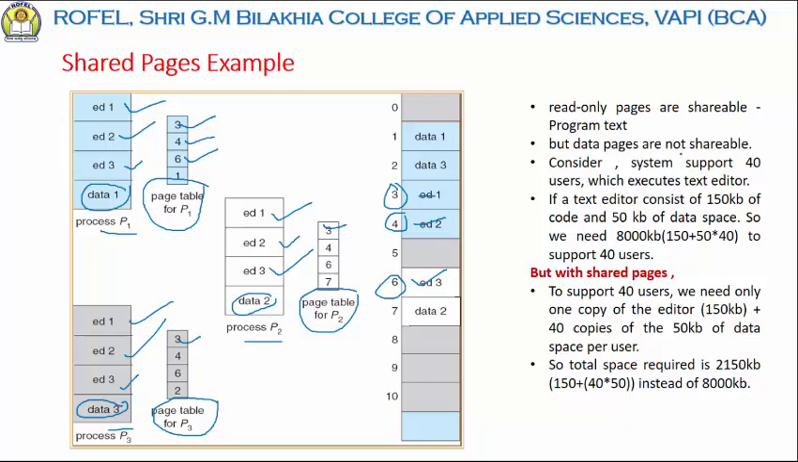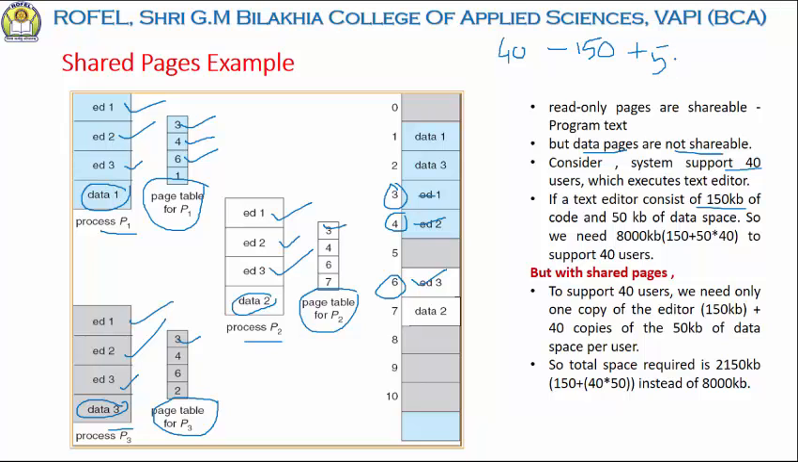See over here one example. The read-only pages are shareable. That means it is a programming text or text editor. But the data pages are not shareable. So consider one example: a system supports 40 users and they all execute the text editor. We have 40 users and these 40 users need to access this text editor. At the same time, the text editor consists of 150 KB of code and 50 KB of data space.